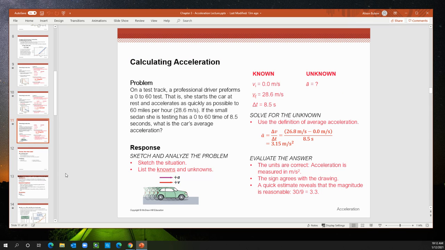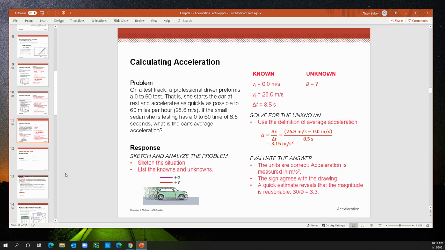Let's see, here's another example of calculating average acceleration. On a test track, a professional driver performs a 0 to 60 test. That is, she starts the car at 0 meters per second at rest and accelerates as quickly as the car can to 60 miles per hour. 60 miles per hour in SI units is 26.8 meters per second. If the time it takes for this test is 8.5 seconds, what's the average acceleration?